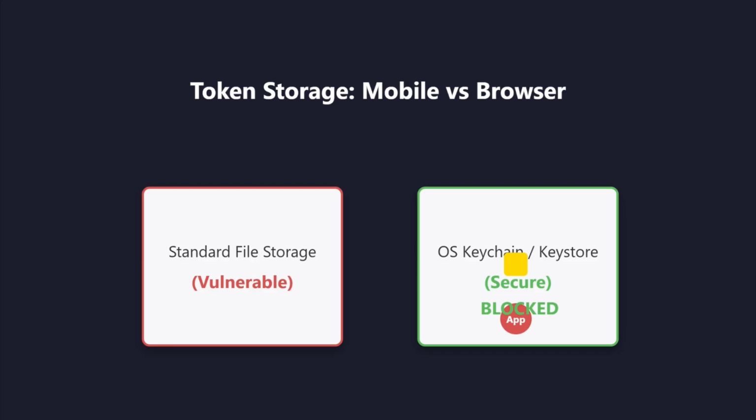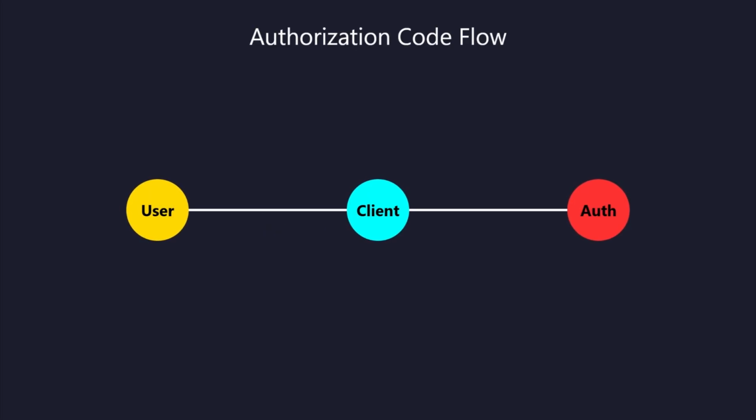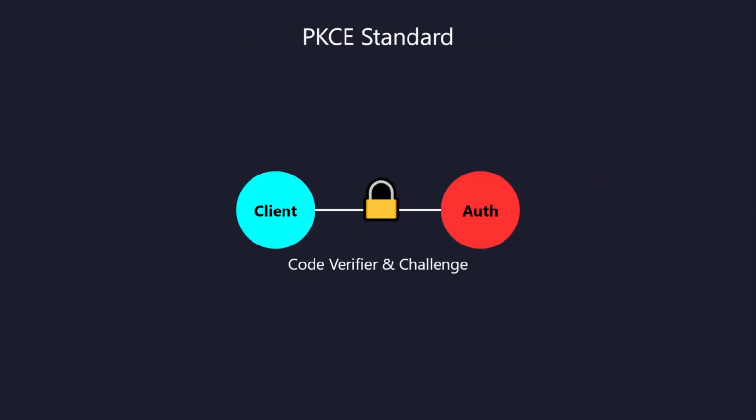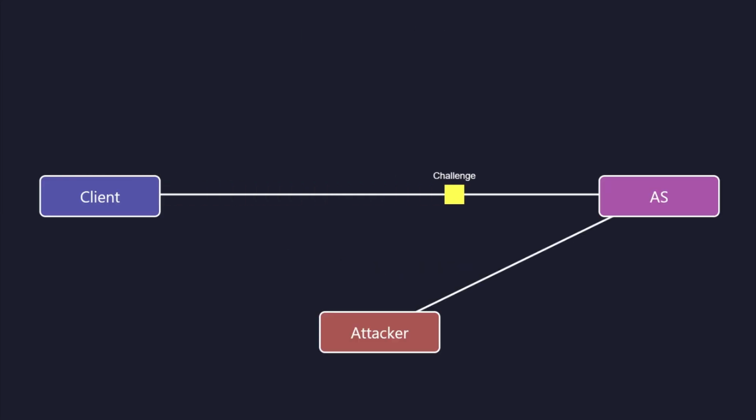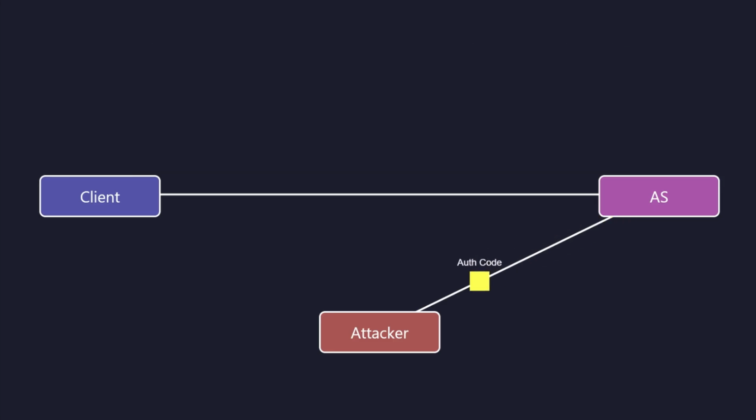Secure storage, like the mobile operating system keychain, should be used instead of standard file storage to protect refresh tokens from other apps. The patterns we are discussing are formal parts of the Open Authorization 2.0 framework. Specifically, the authorization code flow with proof key for code exchange is the modern standard. Proof key for code exchange prevents authorization code injection attacks.